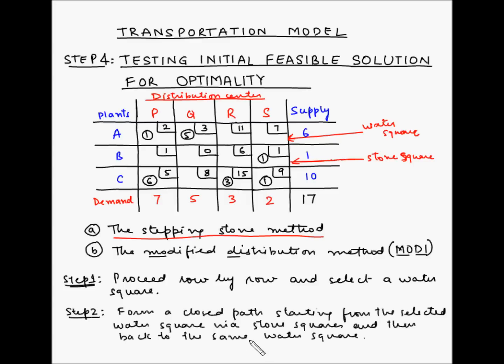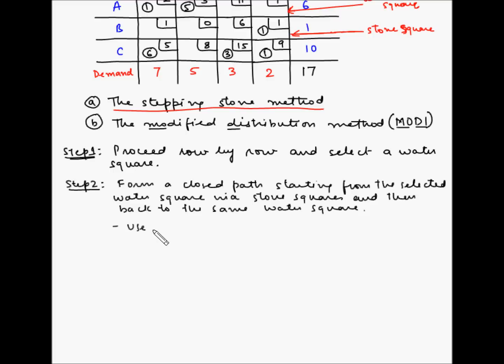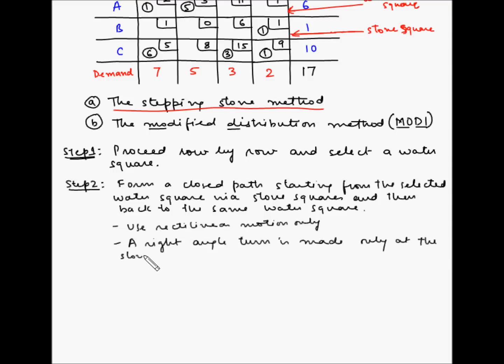Now there are definitely some more conditions for step number two. We have to use rectilinear motion only, which means that we have to move in horizontal and vertical lines only. Then next, a right angle turn is made only at the stone squares, even though the path may skip the stone or water squares.